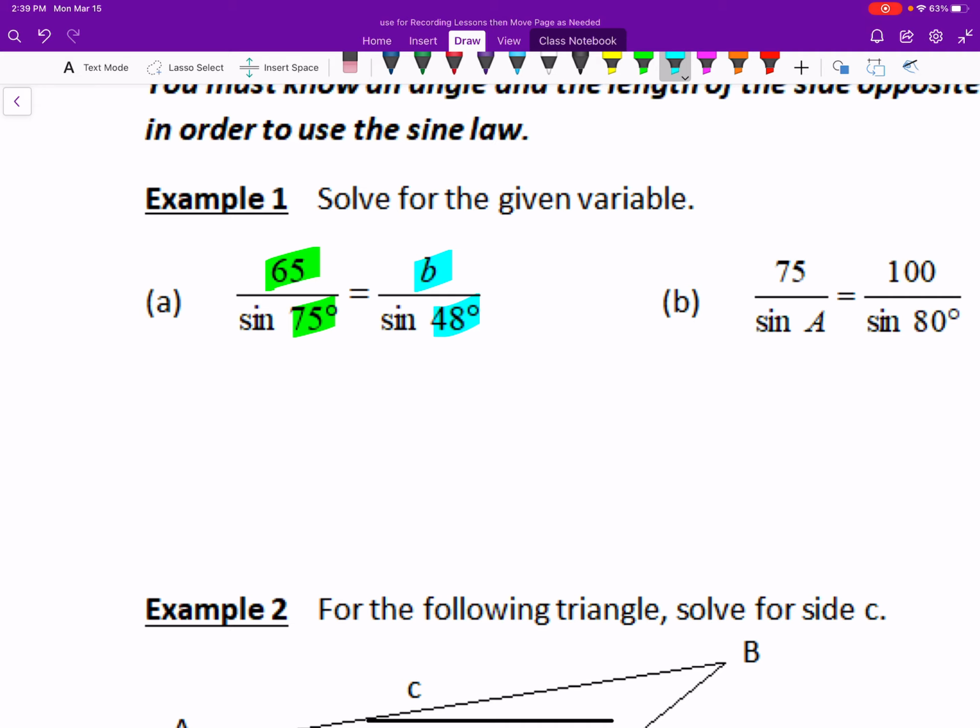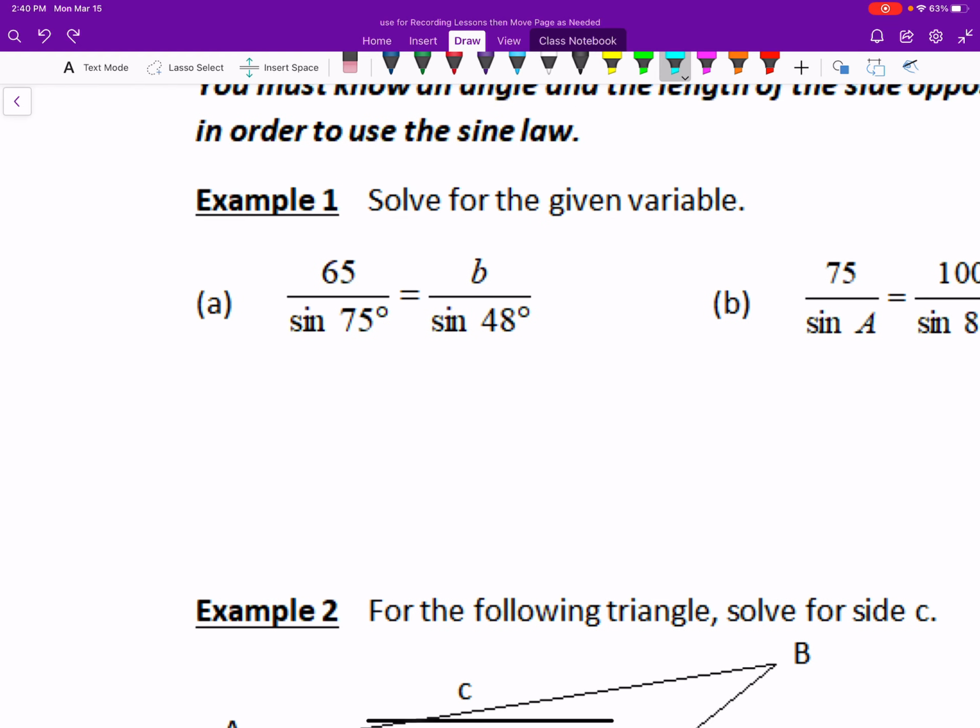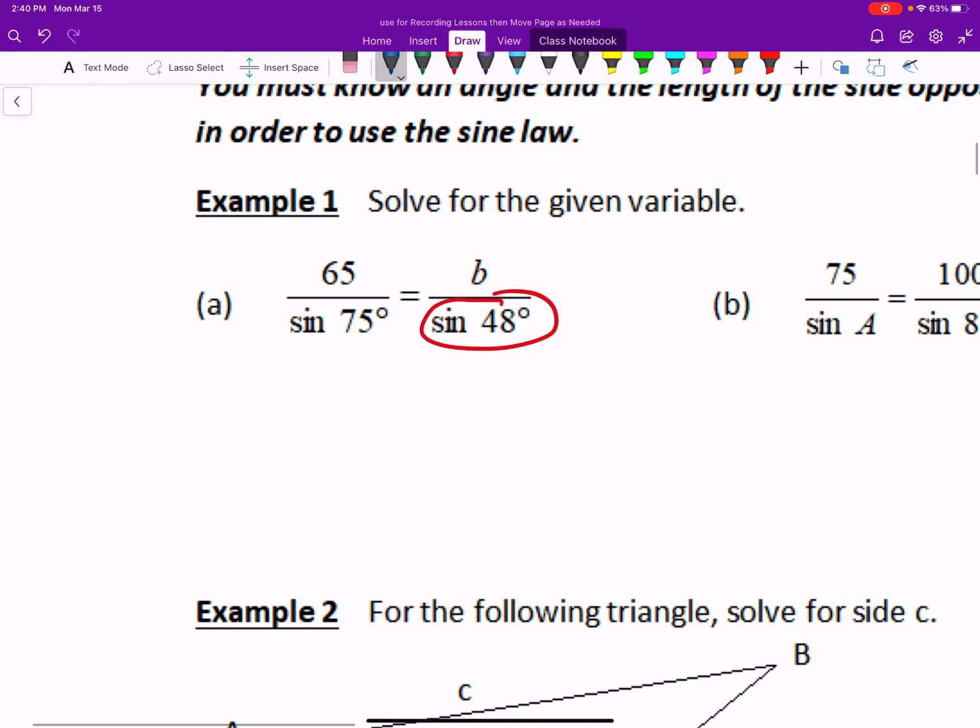So the goal, of course, is to isolate the variable. And the way we do that is we multiply both sides by whatever's on the denominator. In this case, it's sine 48 in the denominator. I'm looking to isolate the b. So I'd multiply both sides by sine 48. And the way I'd write it is 65, I'd leave the 65 on the top, times sine 48. That would go up into the numerator of the other fraction. Leave the sine 75 on the bottom, and b is by itself.